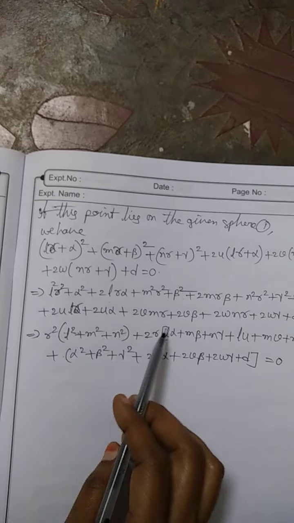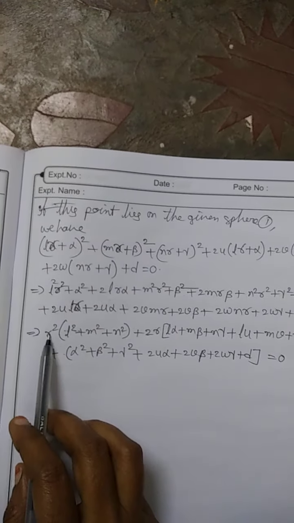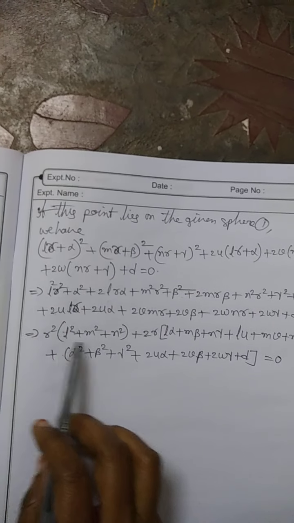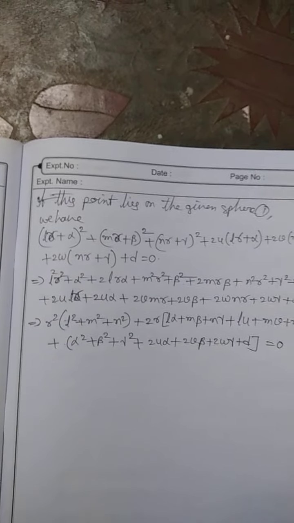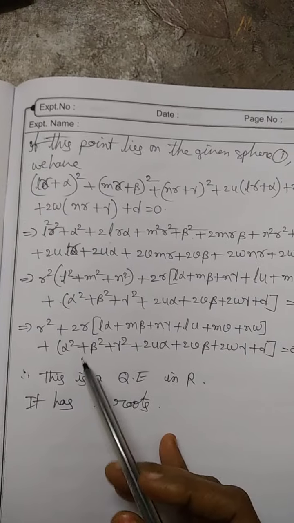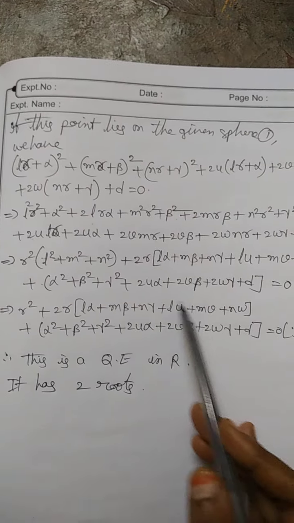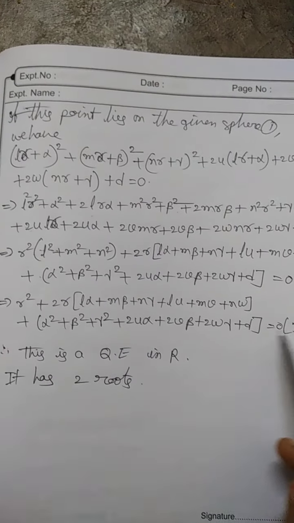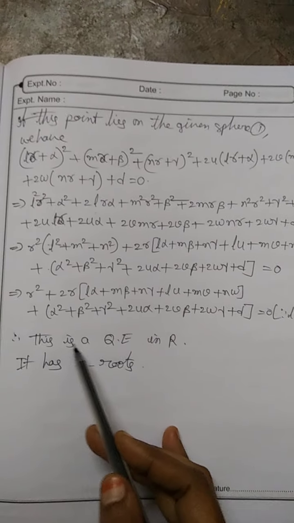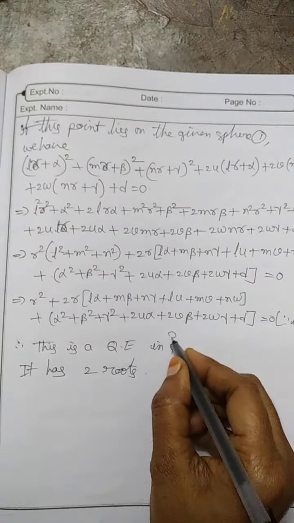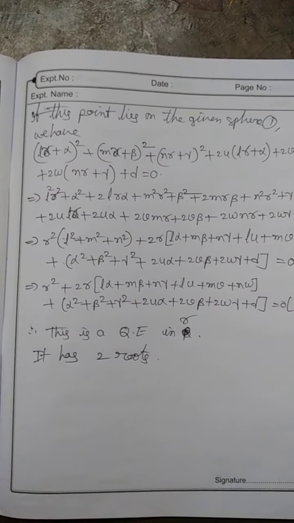This is r square plus 2r into something plus this whole constant. So, it is a quadratic equation in r, this small r, and the remaining term is left as usual. So, it has two roots.